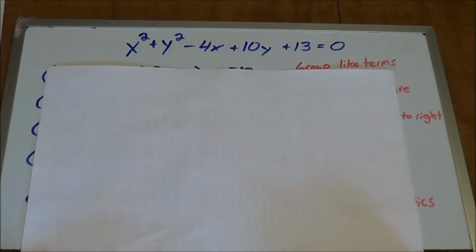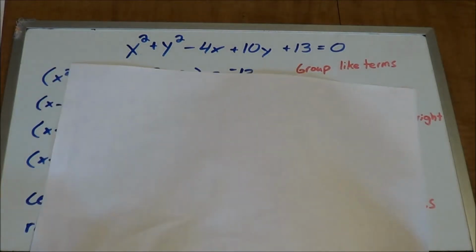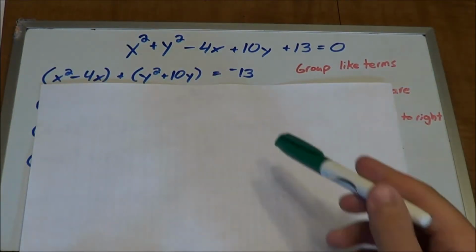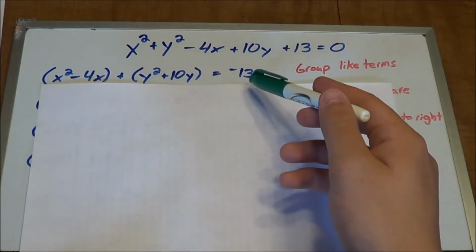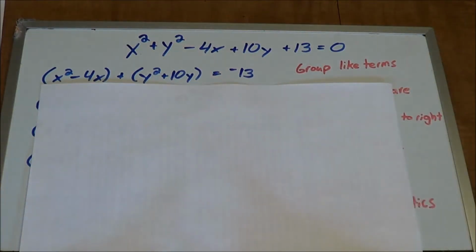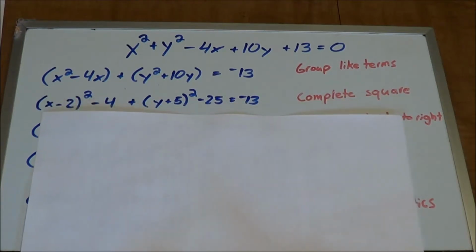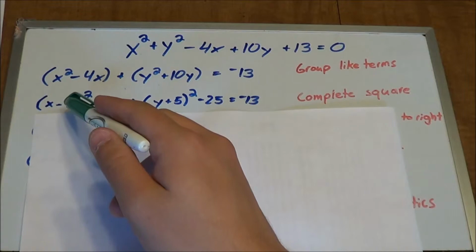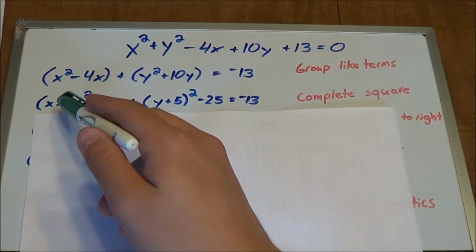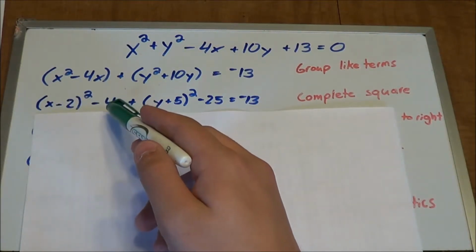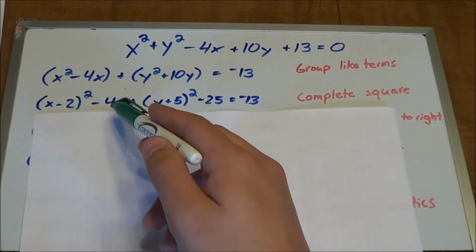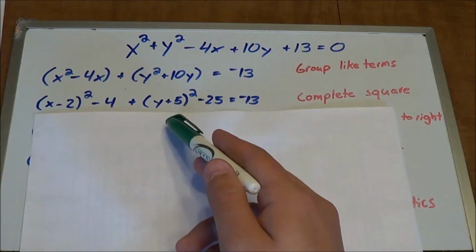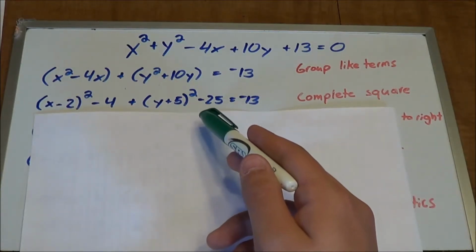First, we group together the x's and the y's, and subtract the constant over to the right, since that's where the constant goes in the standard form of a circle. Then complete the square with both x and y. Half of negative 4 is negative 2, so it goes there, and that becomes x minus 2 squared minus the extra, which is 4. Half of 10 is 5, so this becomes y plus 5 squared with 25 extra.